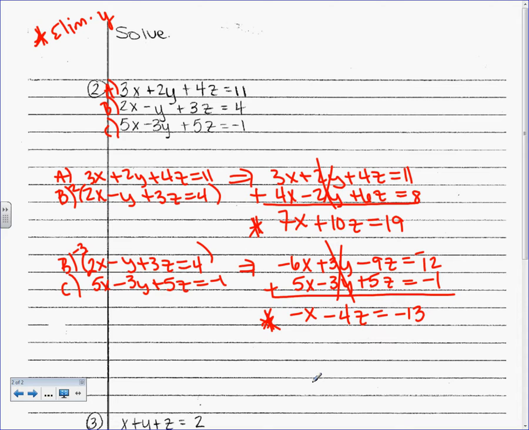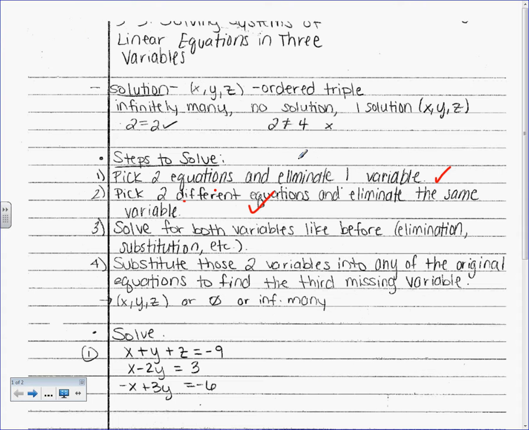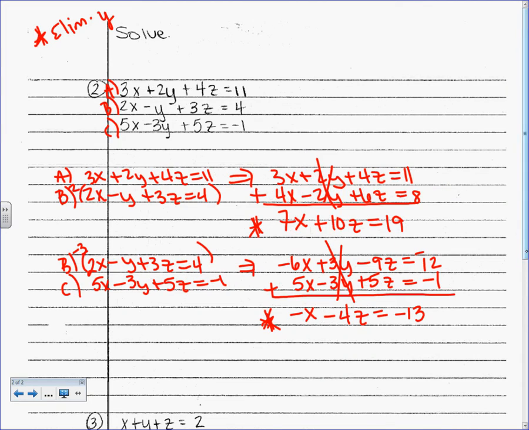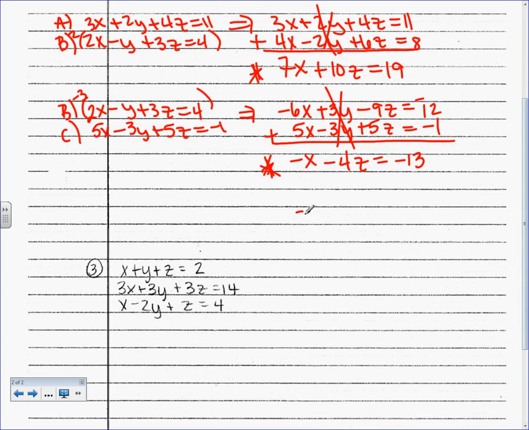I'm going to pause. That's the new hard stuff, okay? So we just did step 2. After that, you write the stars on top of each other, okay? 7x plus 10z equals 19, and negative x minus 4z equals negative 13. This is now step 3.